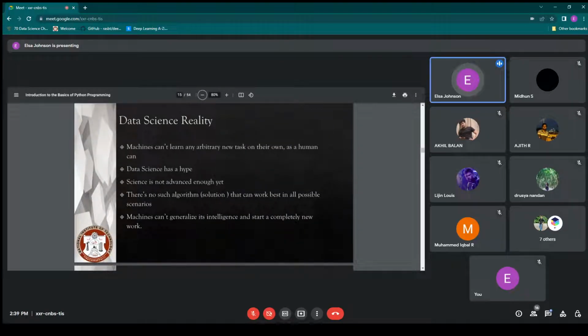Next is data science reality. This is something that is present right now. What this means is that machines can't learn arbitrary tasks on their own as a human can. From the different science fiction movies that are available, data science currently has a hype.